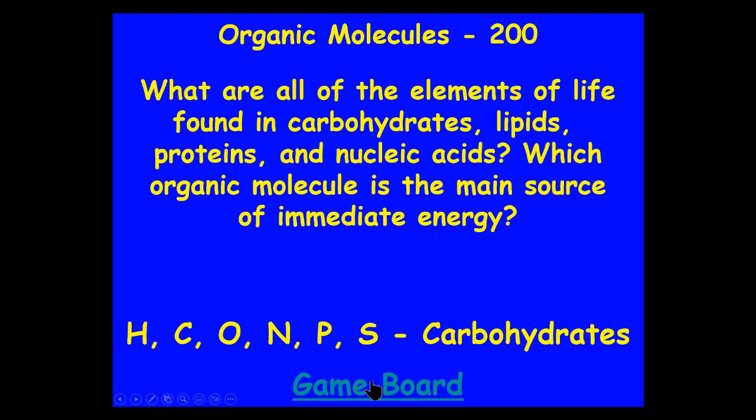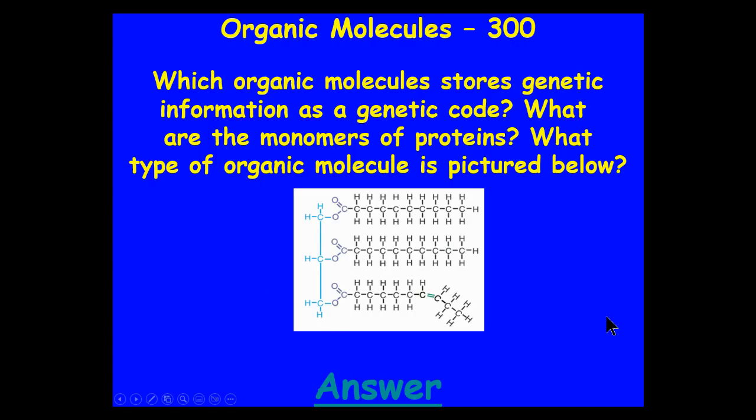carbohydrates are quick energy. Which organic molecule stores genetic information as a genetic code? What are the monomers of proteins? And what type of organic molecule is pictured based on this diagram?